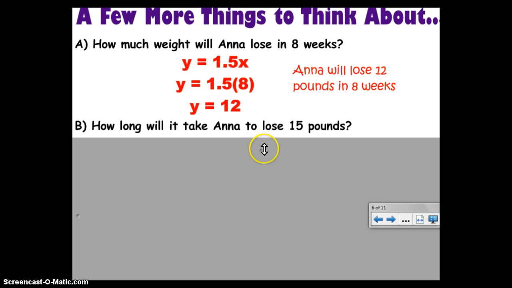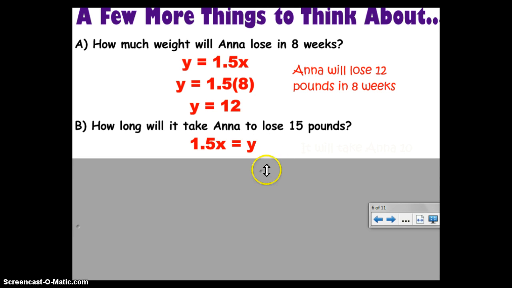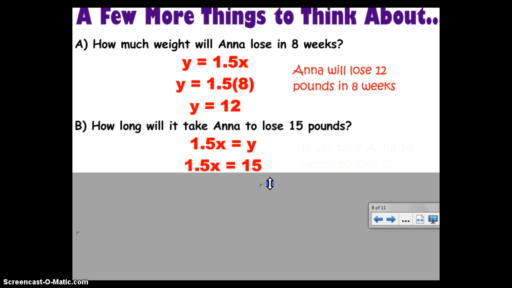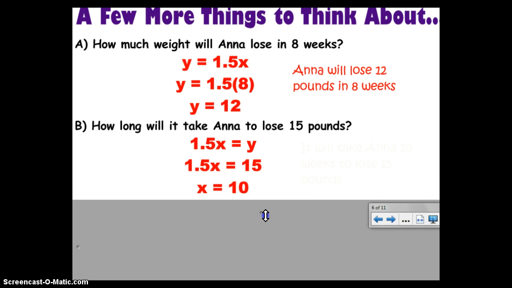How long will it take her to lose 15 pounds? We're going to take our same equation. The 15 is representing pounds, or the dependent variable of y. 1.5x is equal to 15. The opposite of multiplication is division, so both sides will be divided by 1.5. X equals 10. This means it will take Anna 10 weeks to lose her 15 pounds.